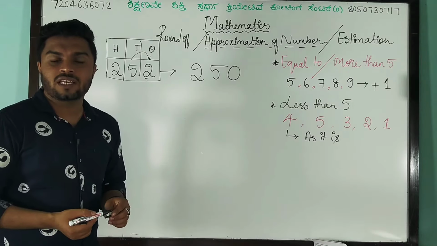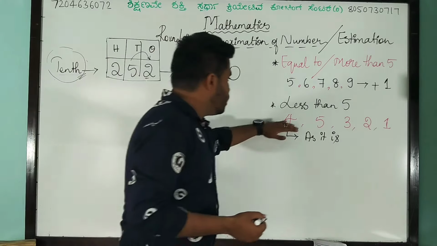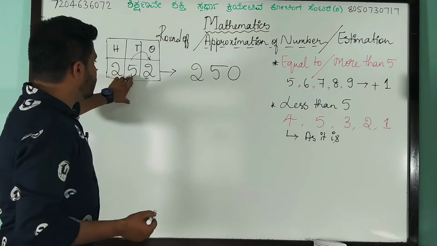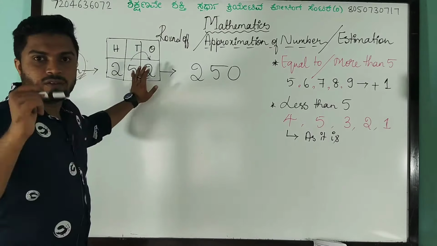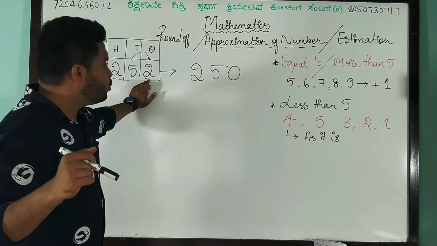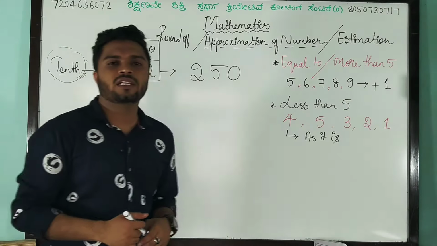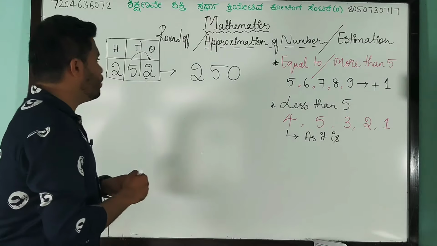The number in the 10th place will be as it is. Why is it as it is? Because the number in the ones place is 2. 2 is less than 5, hence it is as it is. One more number I will give you now.